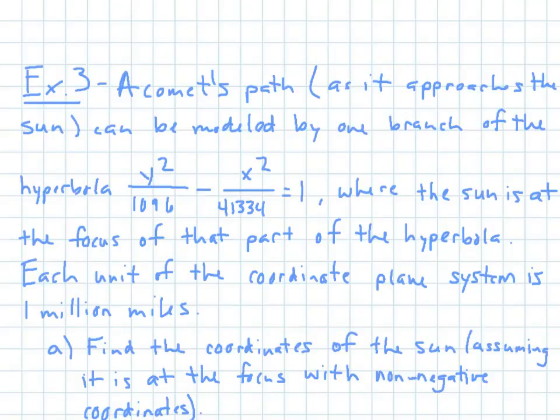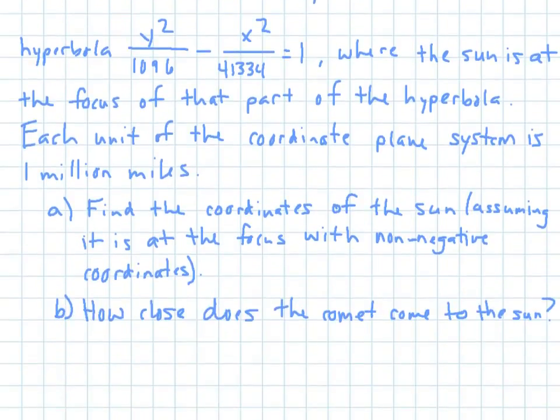Our next example says a comet's path as it approaches the sun can be modeled by one branch of the hyperbola. So y squared over 1096 minus x squared over 41,334 equals 1. The sun is at the focus of that part of the hyperbola, and each unit of the coordinate plane is 1,000,000 miles. So we want to find the coordinates of the sun, assuming it is at the focus with non-negative coordinates. How close does the comet come to the sun?